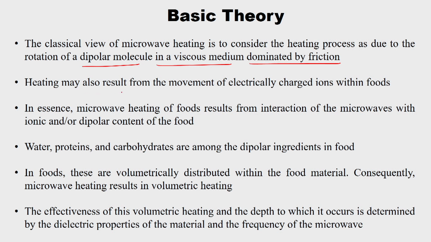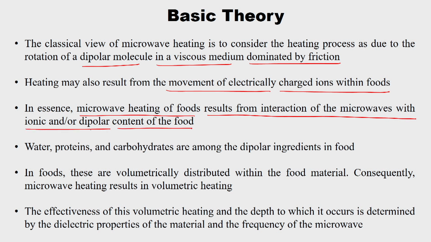The heating may also result from the movement of electrically charged ions within the food. So, if the food has electrically charged ions, then heating may also result from there. In essence, microwave heating of foods results from interaction of the microwaves with the ionic or dipolar content of the food. If it is dipolar content, it is rotation. If it is interacting with the ionic content, due to ionic migration, the heat will be generated. Water, proteins and carbohydrates are among the dipolar ingredients in the food. They are volumetrically distributed within the food material. Consequently, microwave heating results in a volumetric heating phenomenon.